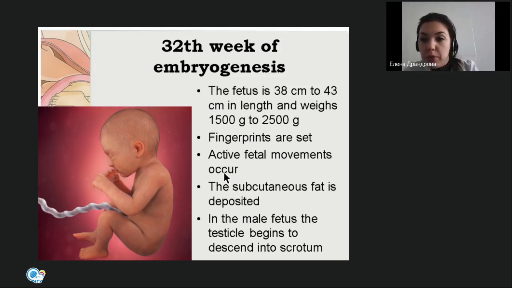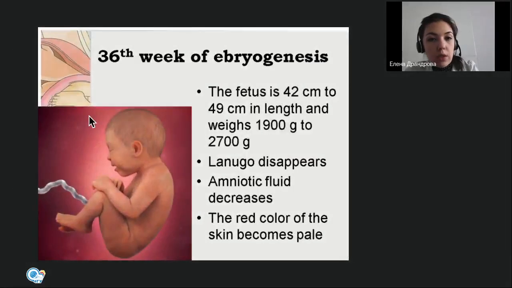Subcutaneous fat is deposited. That's why these wrinkles, which existed 4 or 8 weeks ago, disappear. And in the male fetus, the testes begin to descend into the scrotum. So the testes, by the moment of birth, should be in the scrotum. Why? We will also discuss it when we study the reproductive system. So the beginning of the descent starts on the 32nd week of embryogenesis.